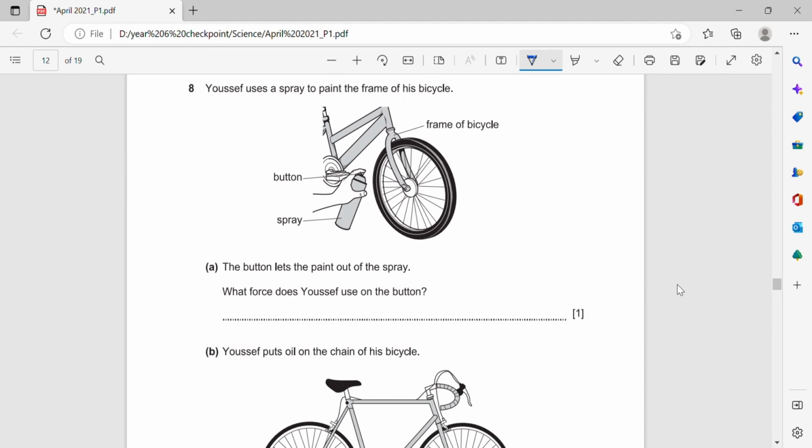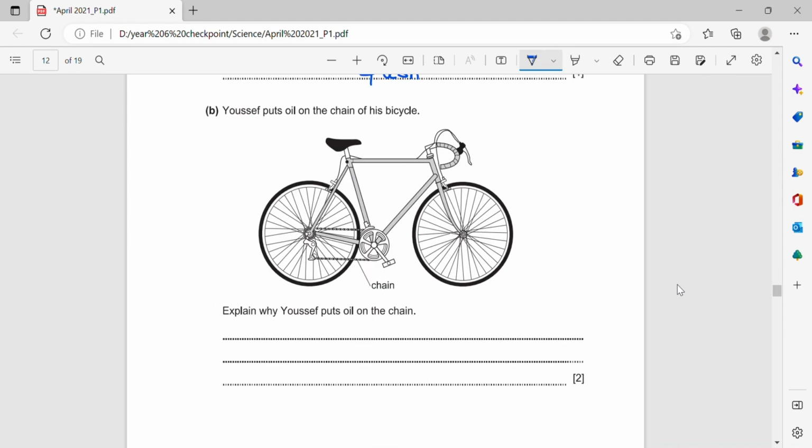Yusuf wants to paint the frame of his bicycle. The button lets the paint out of the spray. What force does Yusuf use on the button? If you want to spray the frame of your bicycle, you take the spray paint and you press on it. It means you push.